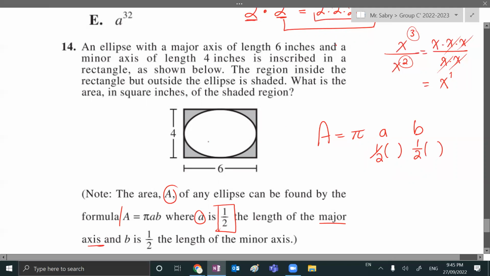So what is the major axis here? This is the major axis, which is apparently 6. And B is which one? The minor axis, which is this one, which is apparently 4. So all what we need to do is just to put half times 6 or half times 4 on a calculator and multiply those by each other. It will get me 6 pi.